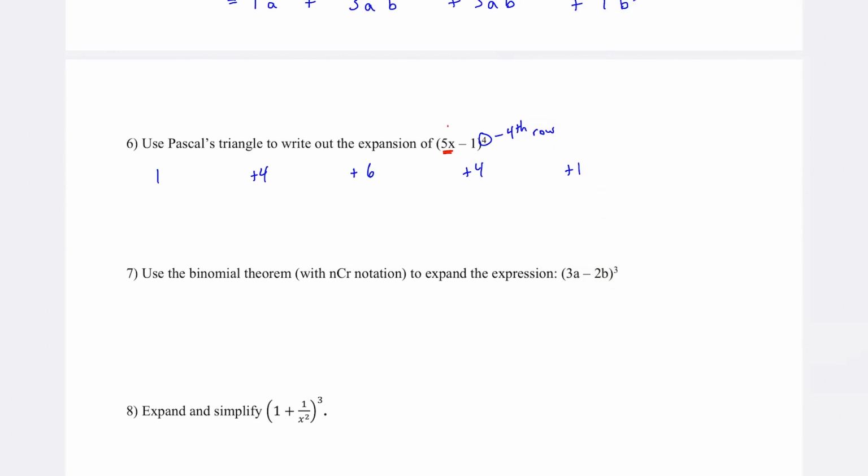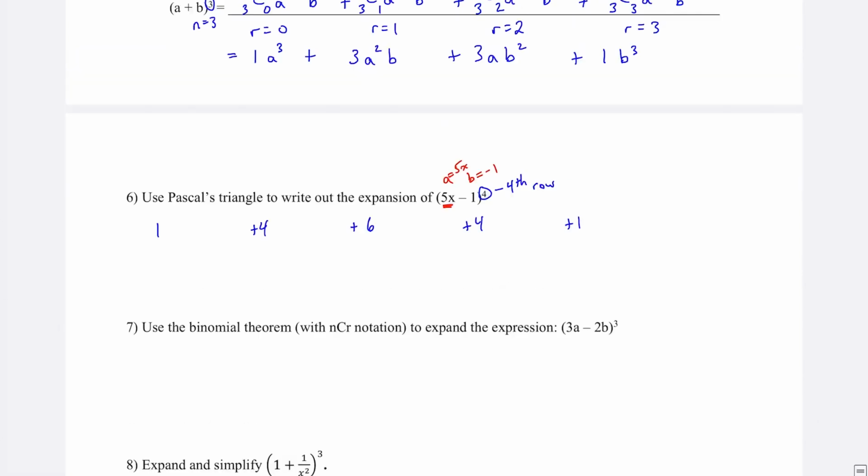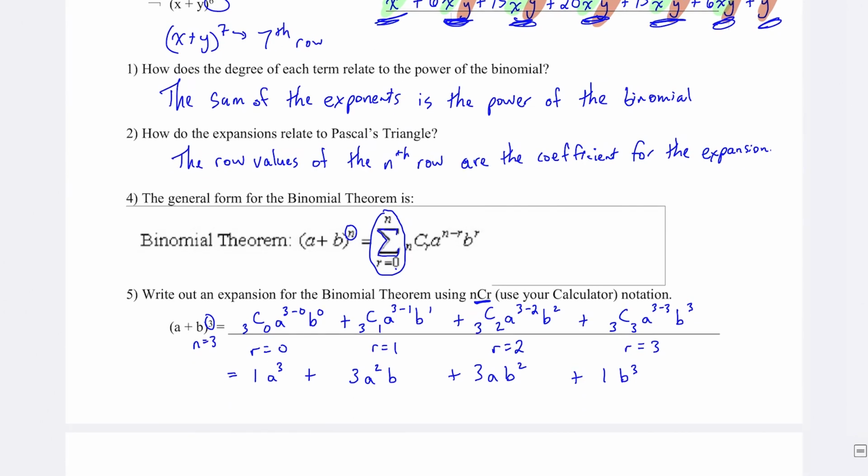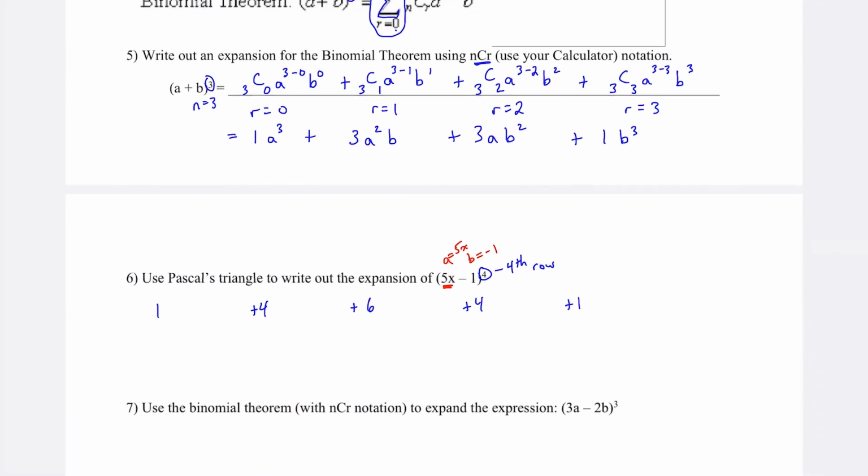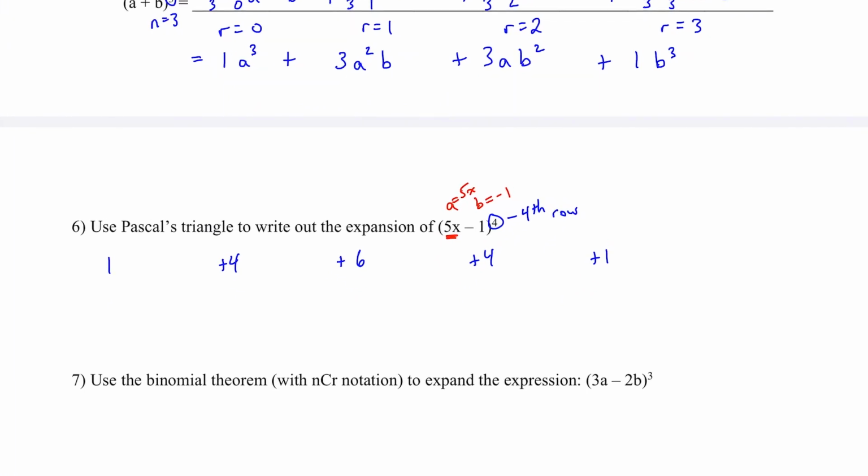So this is my a value, and b is right here. So a is 5x in this situation, and b is negative 1. So notice we don't have the simple stuff we had before, where we just had a and b, or before we had x and y. But now we actually have values that are larger than that. So we're going to plug in 5x as my first value, and remember that it starts off going to the power of 4, and then it's 5x to the power of 3, 5x to the power of 2, 5x to the power of 1, and then there is no 5x.